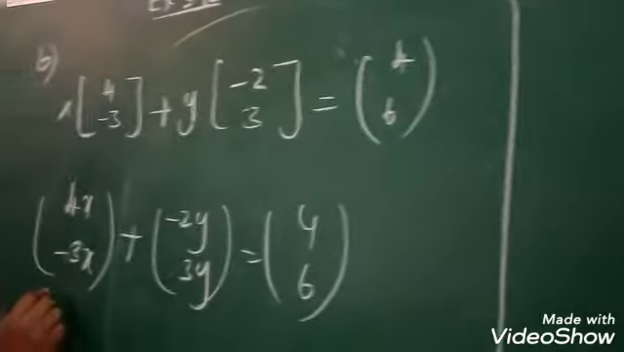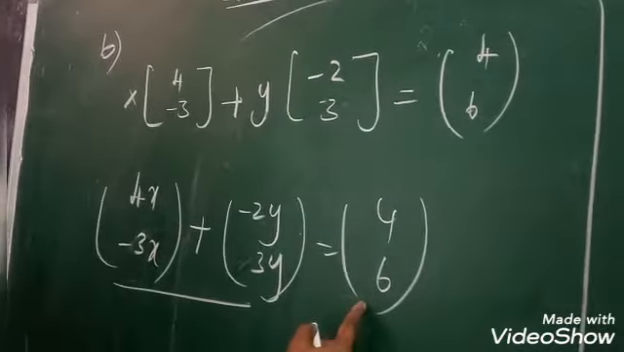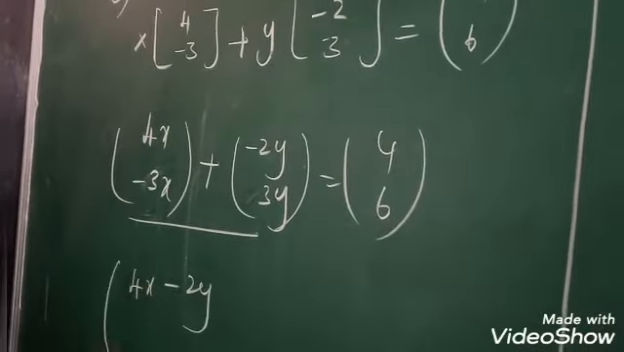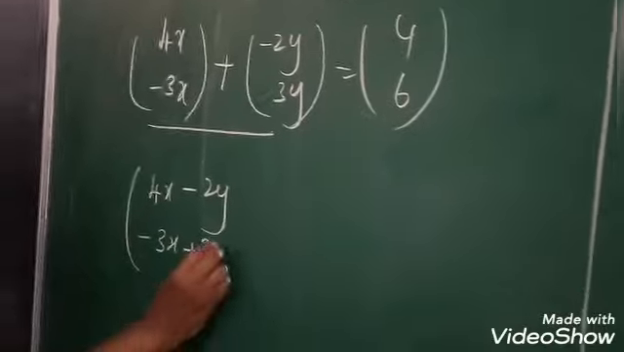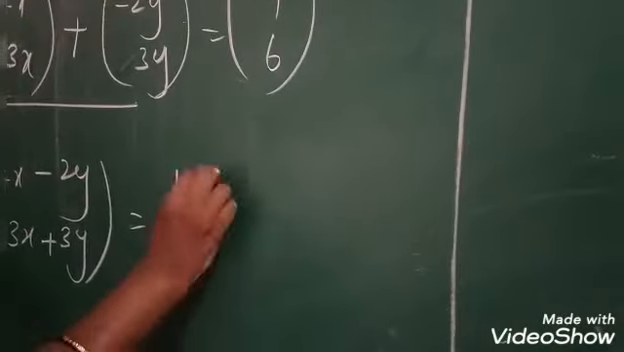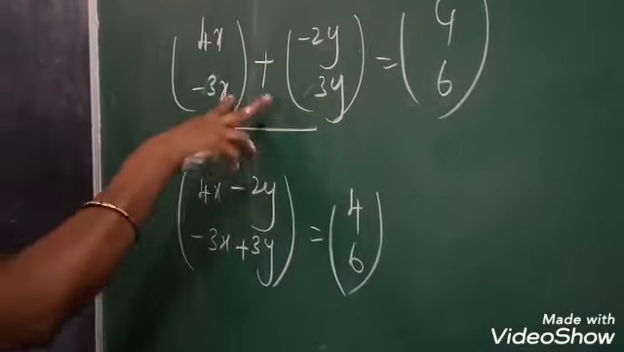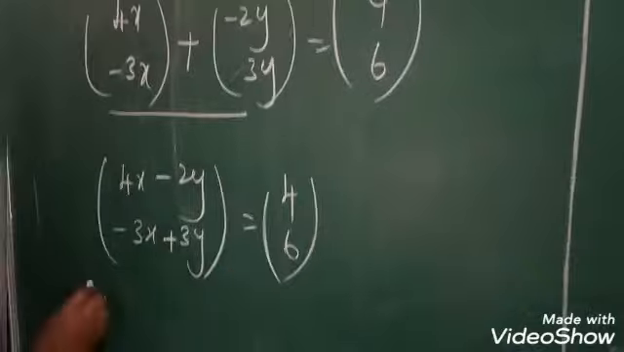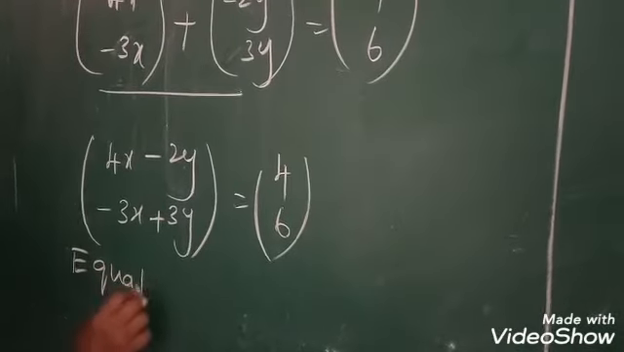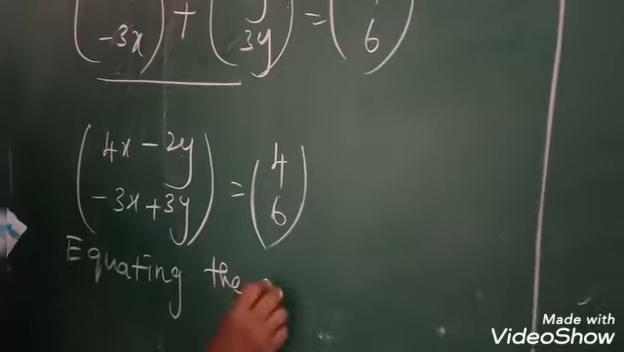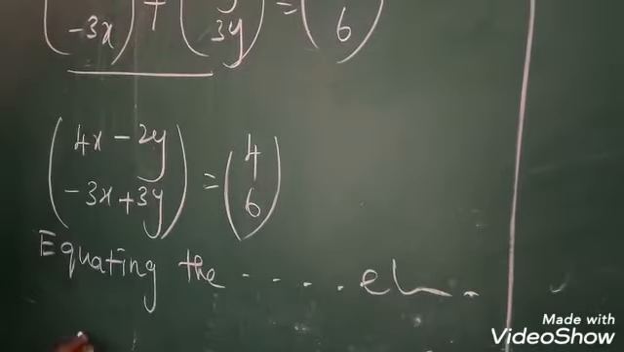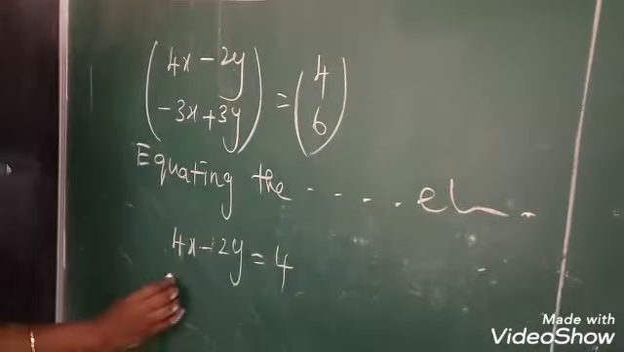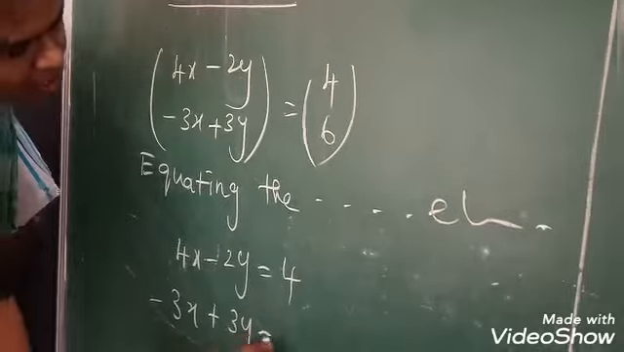On the left hand side you have to add it together, then afterwards equate the right hand side. Okay, 4x minus 2y, then minus 3x plus 3y. Here see girls, the plus symbol is there, so we have to write the addition of the left hand side, then equate the right hand side, equating the corresponding elements. Okay girls, we get 4x minus 2y is equal to 4, and minus 3x plus 3y is equal to 6.